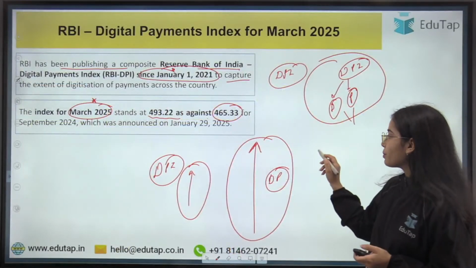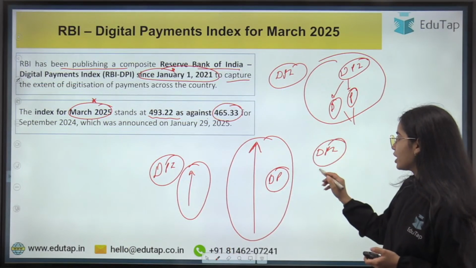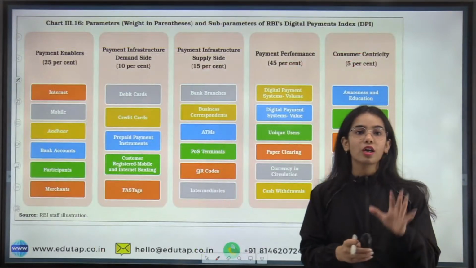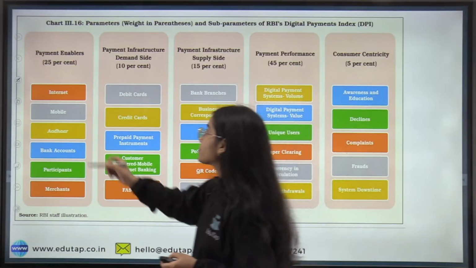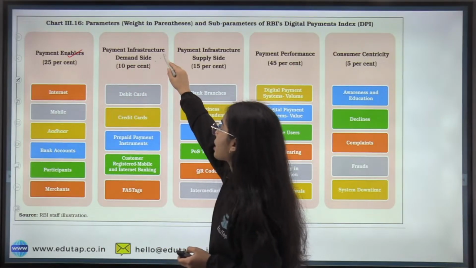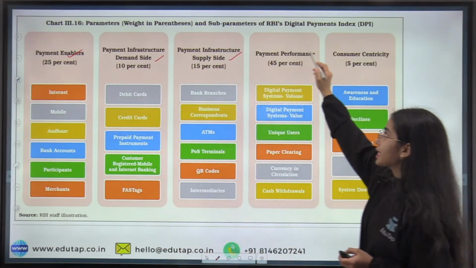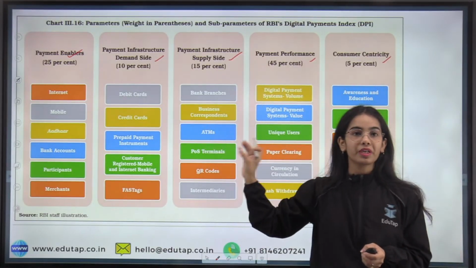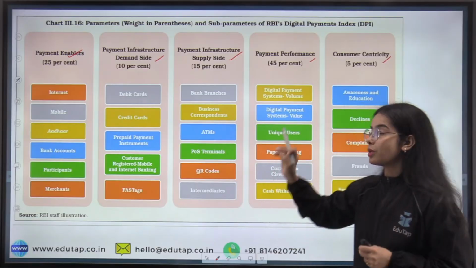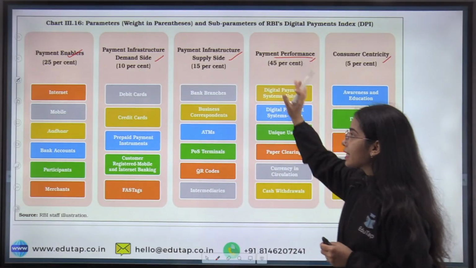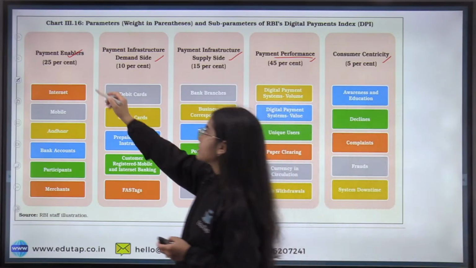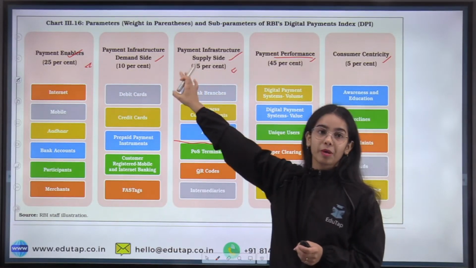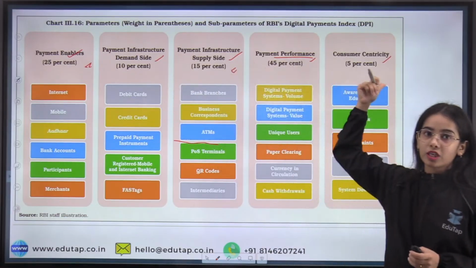Now the Digital Payment Index is constructed based on 5 parameters. The index value depends upon payment enablers, payment infrastructure demand side, payment infrastructure supply side, payment performance, and consumer centricity. In the whole index, the highest value is given to payment performance, the second highest to payment enablers, then payment infrastructure supply side, then payment infrastructure demand side, and then consumer centricity.